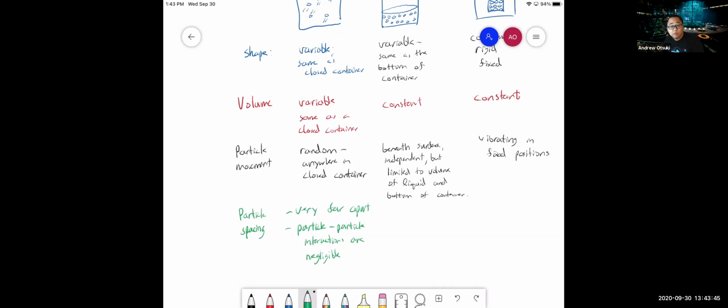Because the gases are moving very fast, right? The gas particles are moving very fast. And liquids, they're close together. And in this case, what holds the liquid together are those particle interactions. So we say that the particle interactions are important.